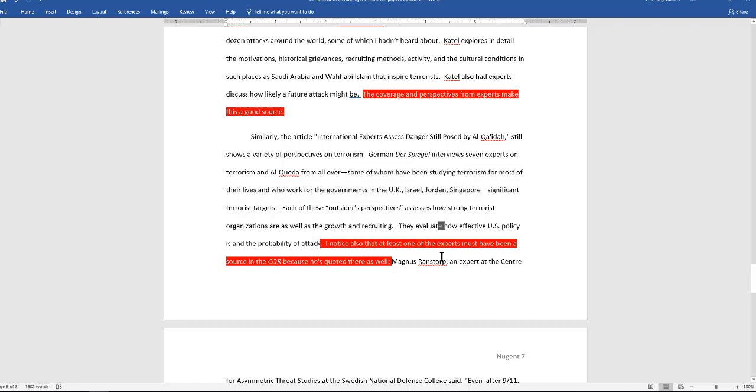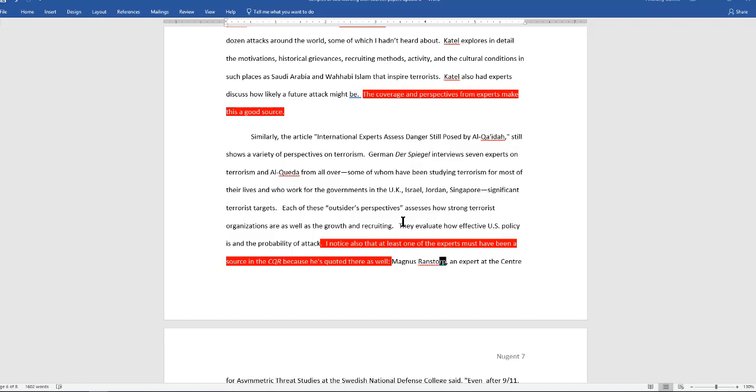Each of these outsiders' perspectives outside of the U.S. assess how strong terrorist organizations are, as well as the growth and recruiting in terrorism. They evaluate how effective U.S. policy is and the probability of attack. This is also my highlighting. I noticed that there's at least one of the experts that must have been a source for CQR, since he's quoted there or in the Der Spiegel as well.